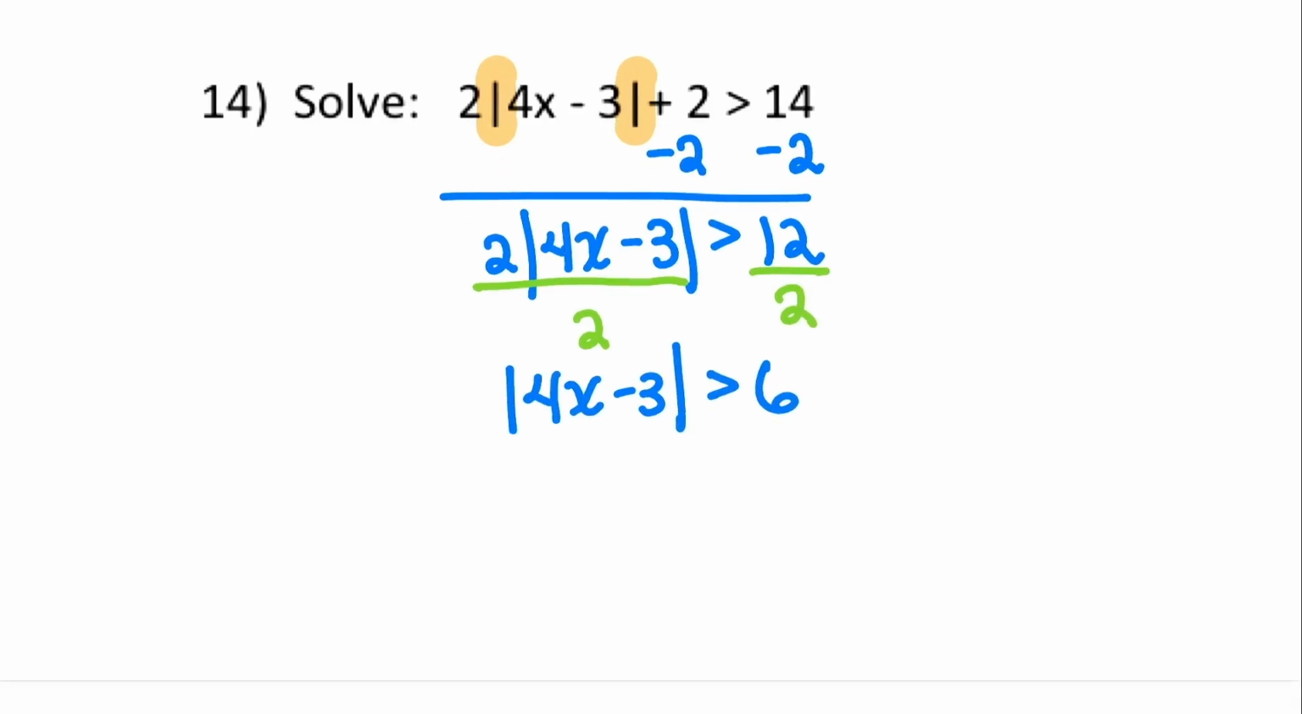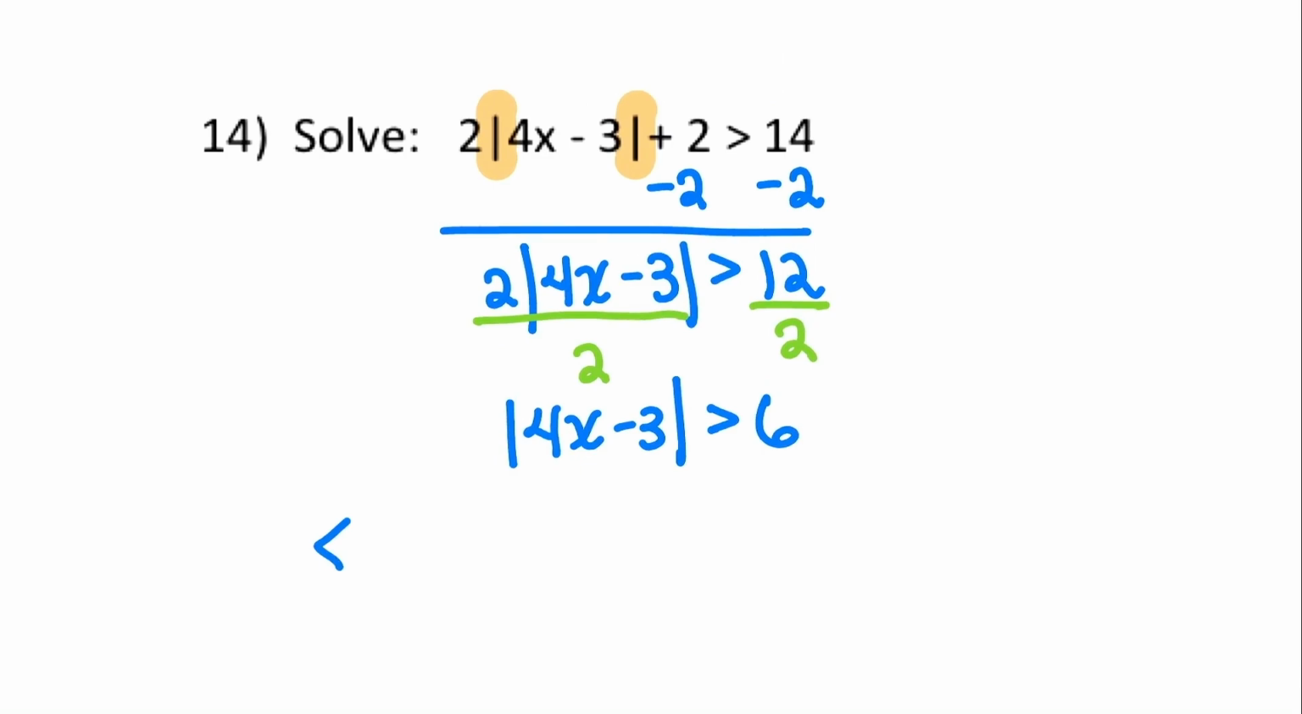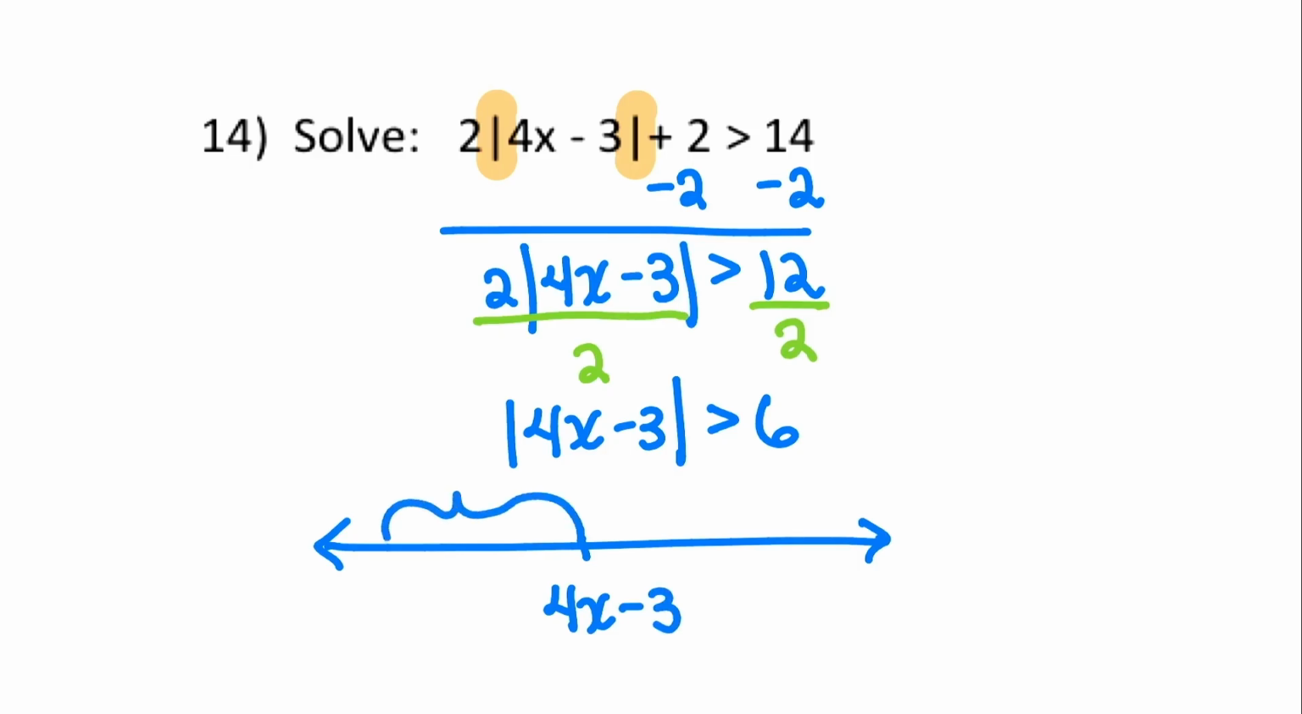What this means, I always like to draw it out this way because I really think it makes more sense. The distance away, that's what absolute value means, is the distance away from 4x minus 3 is greater than 6 units. So I'm going to show you what this means on a number line. The distance away from 4x minus 3 is going to be greater than 6 units, which means that it's going to end up over here and over here.